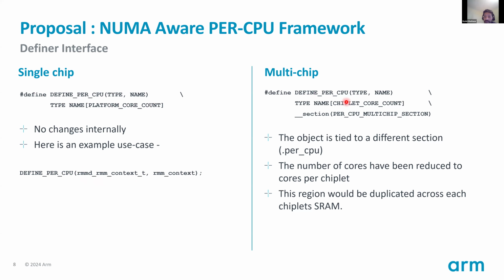But with multi-chip, we do have a difference where it becomes chiplet count. So the CPU count has come down because it is just for the chiplet or just for the NUMA node. And it is tied to a particular section. That's the section we talked about earlier, which is called the per-CPU section.